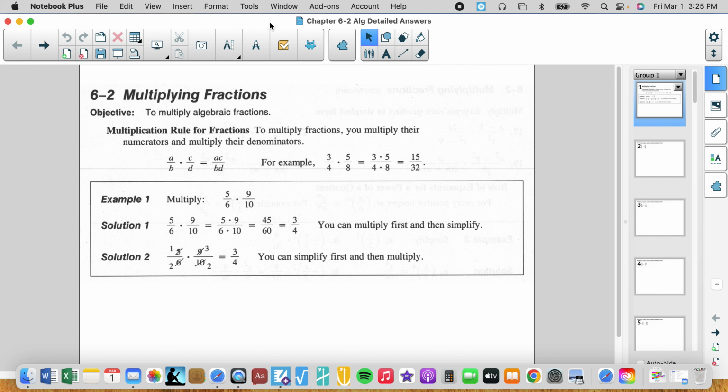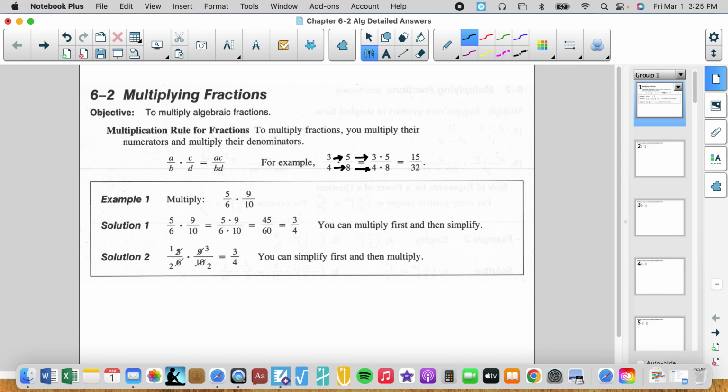Multiplying fractions. So we start basic. Notice that we break it up. We put it under the same denominator. Put the numerators together, so you have 3 times 5, and the denominators together, so you have 4 times 8.